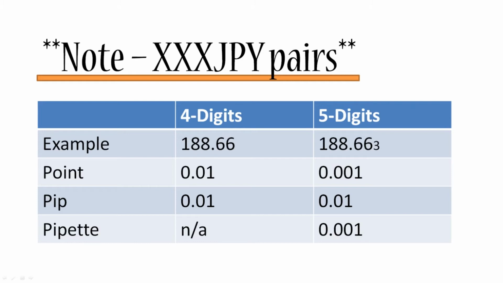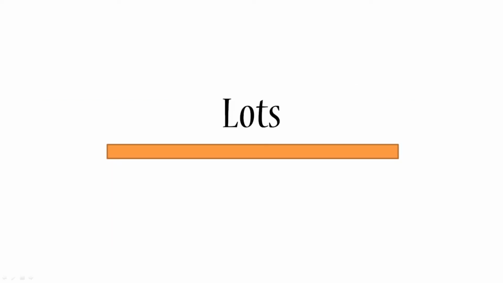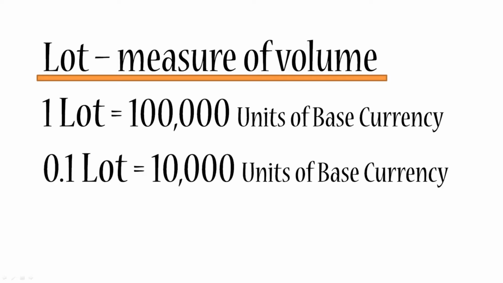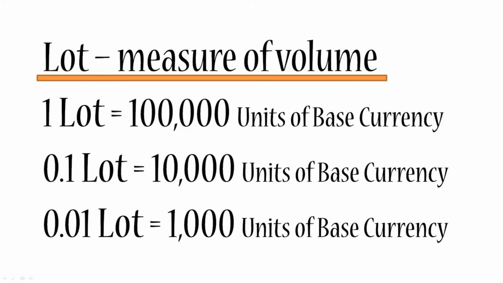For instance, right now, $1 American can buy you 118 Japanese yen. Alright, so lots. A lot is a measure of volume of a transaction on the Forex market. One lot equals 100,000 units of base currency. 0.1 lot equals 10,000 units of base currency. 0.01 lot equals 1,000 units of base currency. Also, 0.1 lot is called the mini lot, and 0.01 lot is called the micro lot.